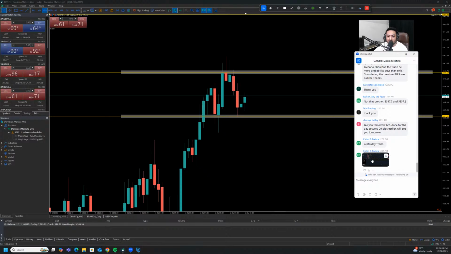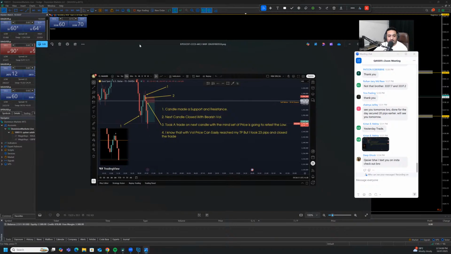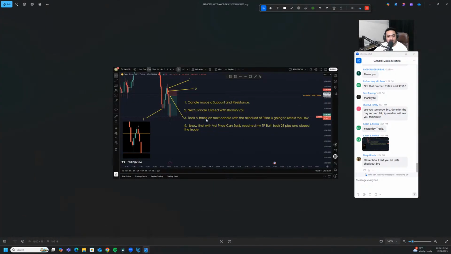Okay, Kriten Mehta just took a trade yesterday. Wow, look at this one. Candle made a support and resistance. Candle closed with a bearish volume. Took a trade on the next candle with the mindset that price is going to retest the low. I know that with volume price can easily reach my TP, but I took 23 pips and closed the trade. So it's a very beautiful trade, I would say.